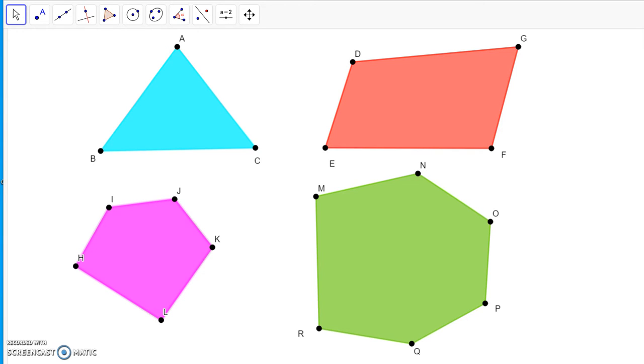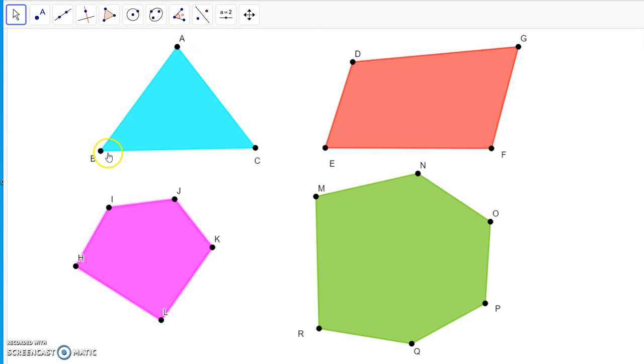This is an activity which can be used for determining the angle sum property of any n-sided polygon. So we have four polygons here: the triangle, the quadrilateral, the pentagon and the hexagon. So we know the angle sum property of triangles.